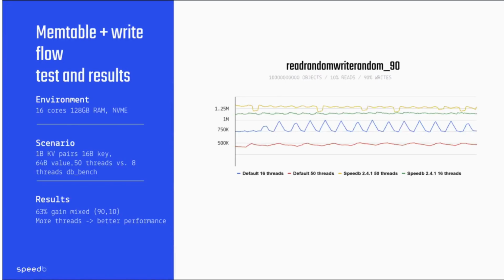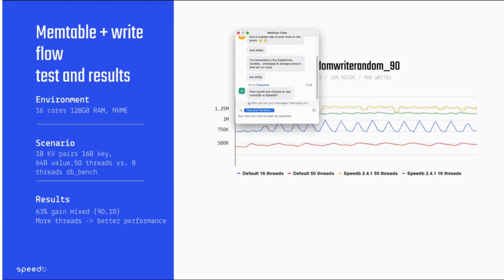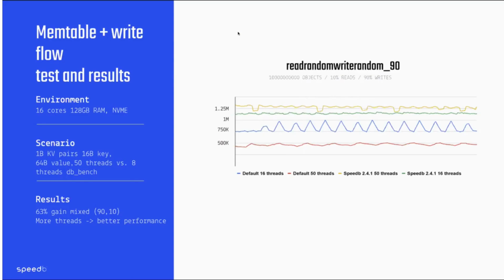So here you can see some test results. It compares the default configuration with the new memtable and the new write flow, and you can see the line above, I hope you can see it well. This is the new configuration with 50 threads compared to the red line at the bottom, which is the default configuration with 50 threads. And we can also see that the performance is better when the number of threads is bigger, as expected and not as we've seen before.